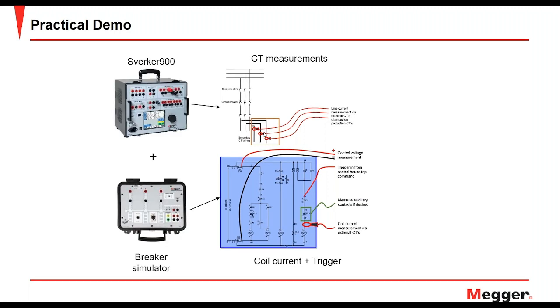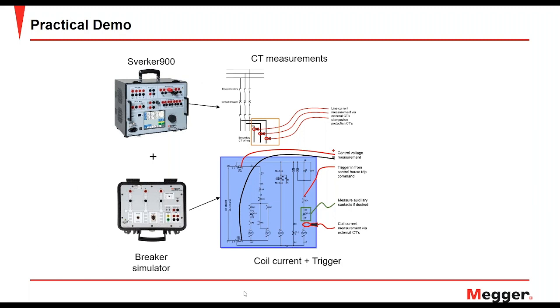In order to simulate this, I'm utilizing our breaker simulator demo unit. It's basically simulating a 3-phase breaker with a single mechanism. And this will simulate the coil current and the control voltage for me. But if I want to show a CT current, I'm utilizing secondary injection test equipment, the Sverker 900. It's a 3-phase secondary injection test equipment where I will inject secondary currents.